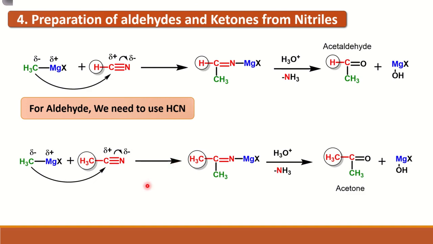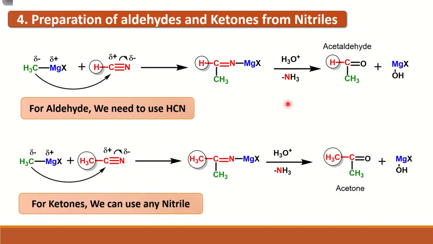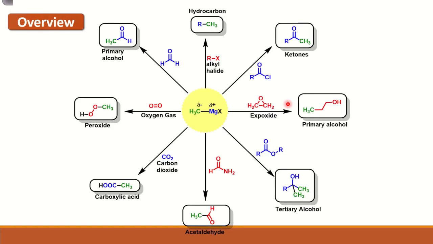However, if I take CH3CN, acetonitrile, or any other nitrile which is having an alkyl or aryl group here, then I'll end up having a ketone. So this CH3 negative attacks onto this carbon as usual, and we'll get the N negative which gets attached with the MgX. We'll get this imine ion, and on hydrolysis it will give NH3 as well as MgXOH, and we'll end up having a ketone. So now if you want to prepare ketones from a Grignard reagent, you can easily prepare them using a nitrile. So this is the overview.